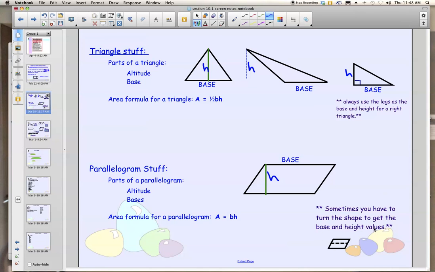Sometimes you have to turn the shape to get the values that you want. For example, they might give you the height going this way. And in that case, you'd have to take base times height. It doesn't matter, like I said, what order you multiply them in. Just so you know that you have to take a base times a height. You can turn your figure and do it that way, and you can do base times height that way. Okay, so understand that that's a possibility.